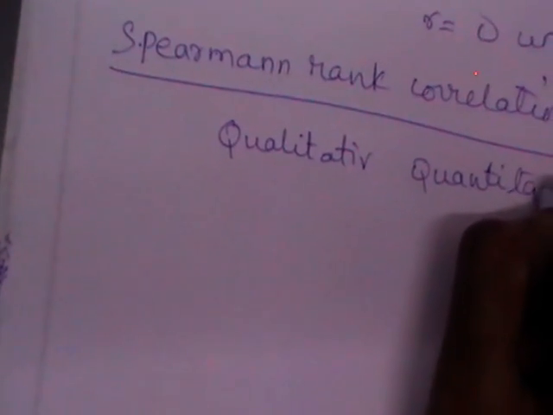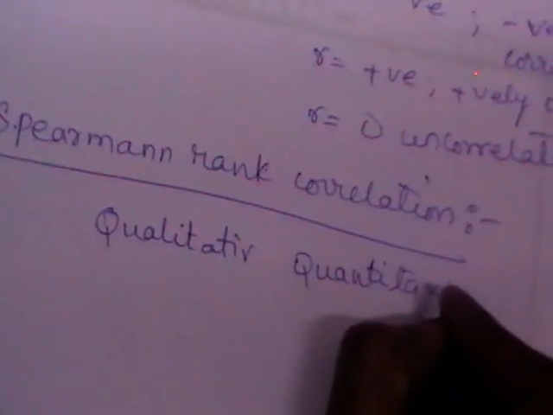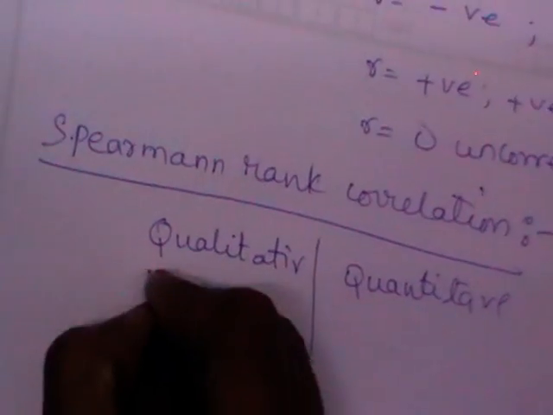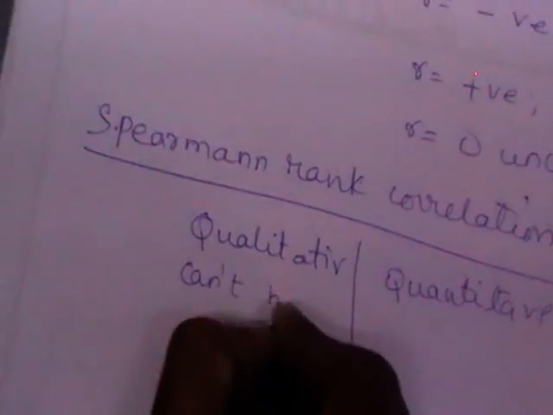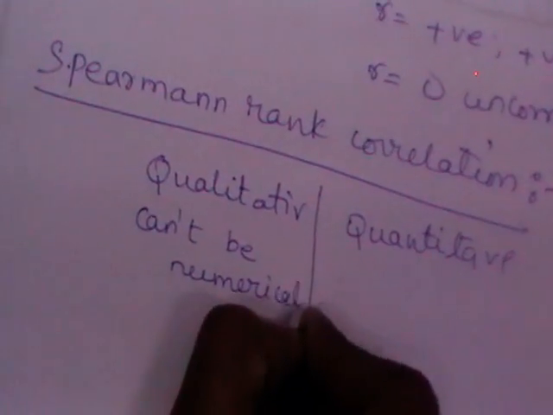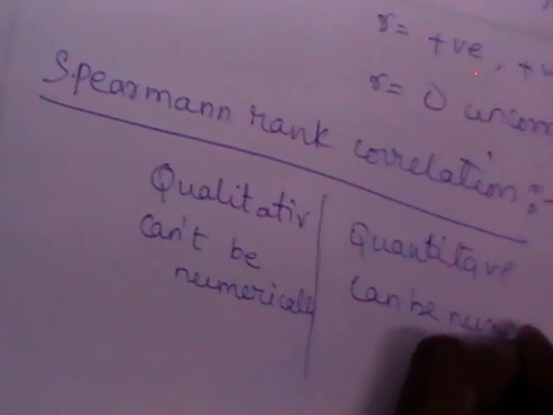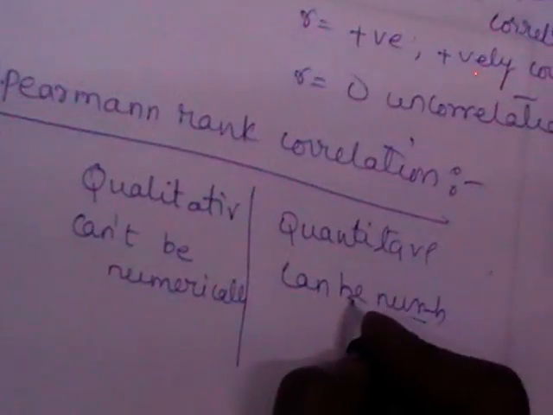Qualitative and quantitative data. When do you call the data qualitative and quantitative? Whenever the data cannot be measured numerically, we call it qualitative data. When it can be measured numerically, we call that quantitative data.